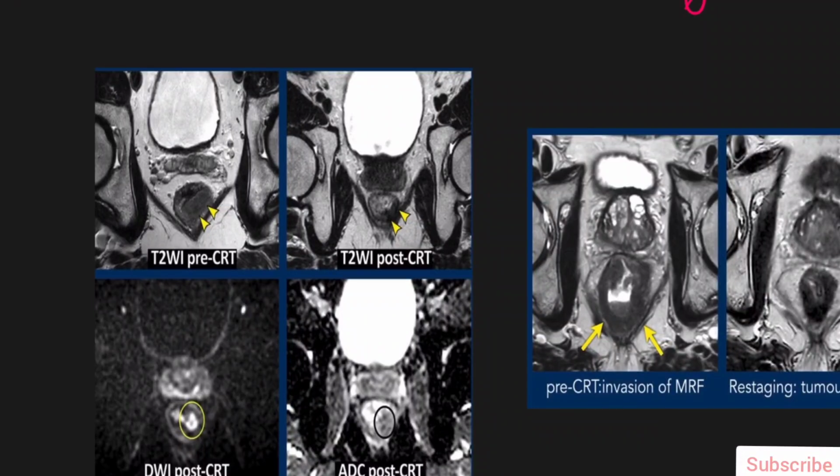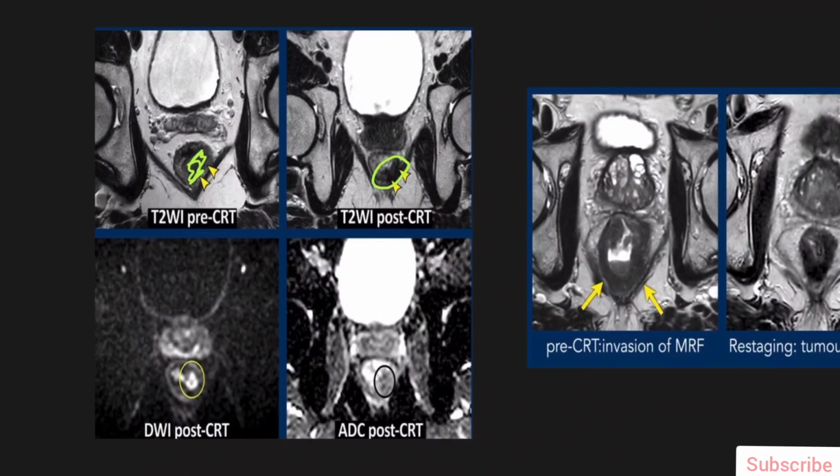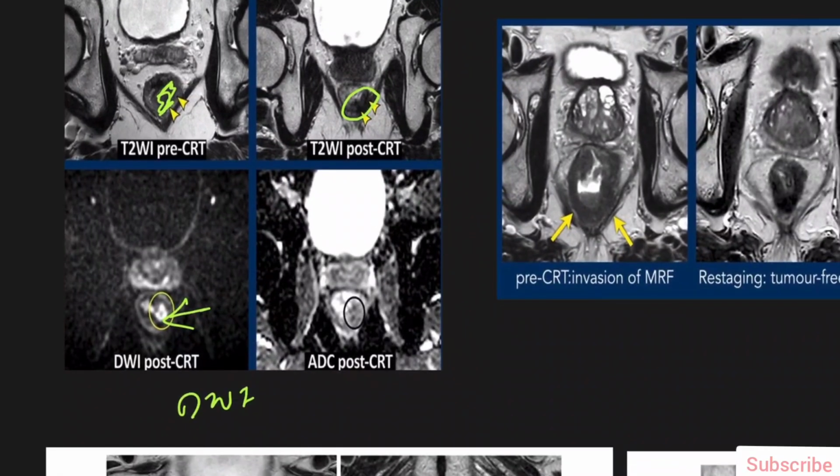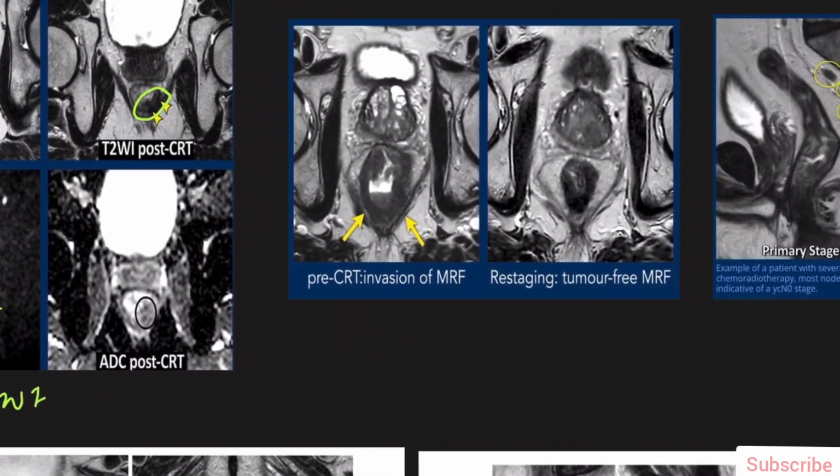Here, let's see, there is this tumor on T2 before neoadjuvant therapy, and after neoadjuvant therapy, what you can see is this dark T2 hypointensity, which is fibrosis. When you see on DWI, there is still some diffusion restriction, meaning some residual tumor is still there. So DWI is a very important sequence while doing the restaging.